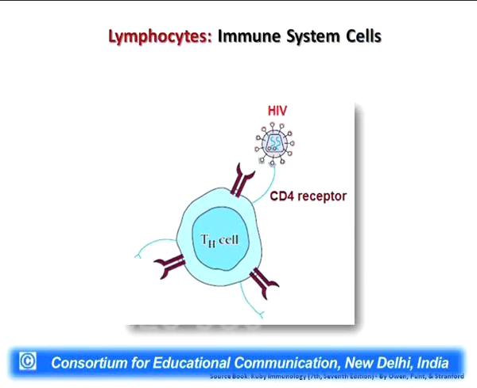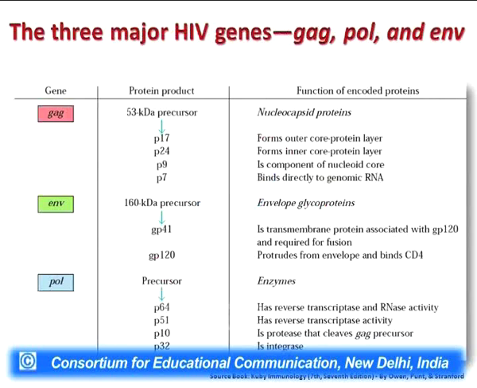Now over here, if you see the picture, these T helper cells are the ones which are being affected by the HIV viruses. So the HIV viruses, with the help of the surface glycoproteins which are present, get attached to the T helper cell which has the CD4 receptor. So these HIV viruses, with the help of the glycoprotein, attach to these T helper cells by the CD4 receptor, and subsequently these HIV viruses enter into these T helper cells through the replication process.